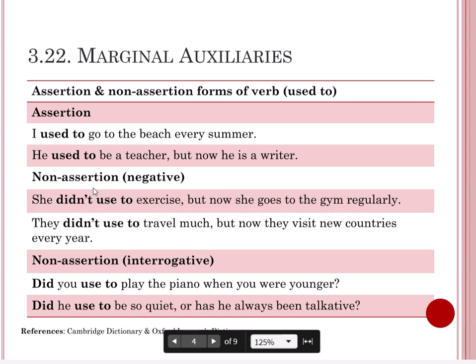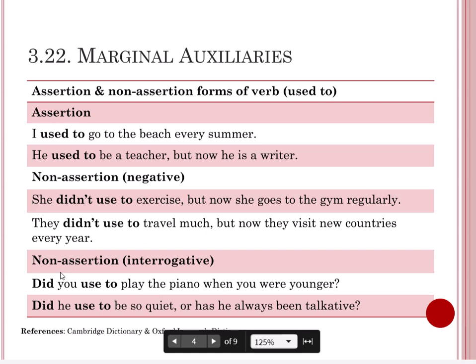So we can say that the marginal modal auxiliary itself can accept the operations of negation and question. The other example, they didn't used to travel much, but now they visit new countries every year. Again, the case of negation, you either add the do construction, the verb to do, as an operator, or the marginal verb itself can be the operator itself. So it's possible to say they used not to travel much and the rest of the sentence.